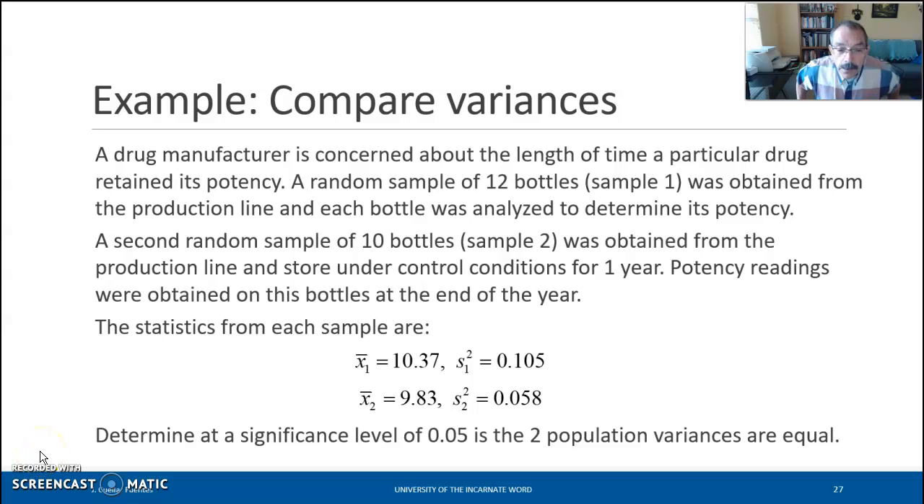This is part 4 of the Module 9 lecture. In this section, we're going to talk about an example where we compare the variances of two independent populations.